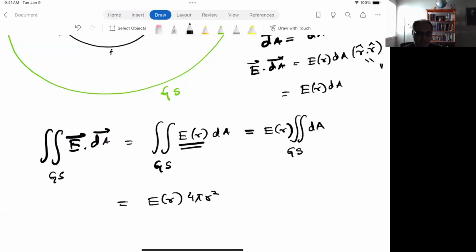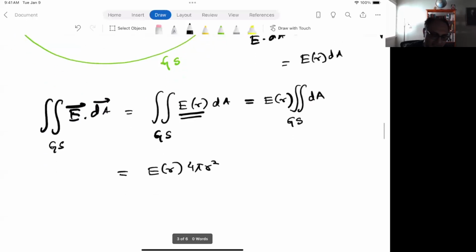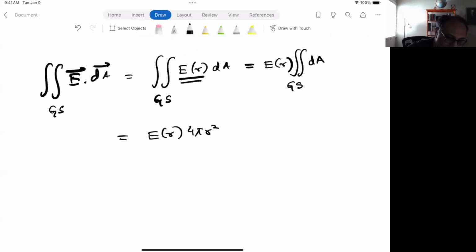So now that we've seen this calculation, you don't have to do all these steps. You can keep this shortcut in mind from here to here. So if you're evaluating this surface integral, you have a spherically symmetric charge distribution.